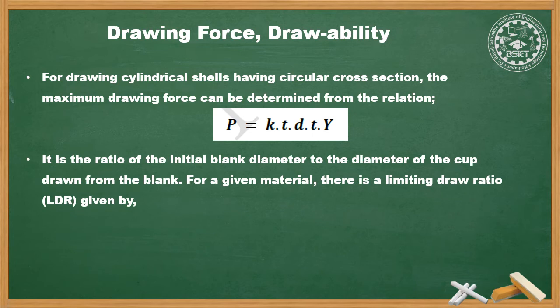Next is drawability. Drawability is the ratio of initial blank diameter to the diameter of the cup drawn from the blank. For a given material, the limiting draw ratio is given by LDR = Do/Dp. The ratio Do/Dp is nothing but the drawability, where Do is the blank diameter whereas Dp is the diameter of the punch.